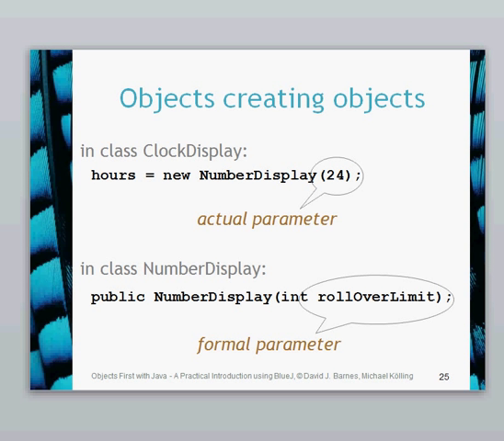The formal parameter includes the type and the name of the parameter being used. So in this case it's int rolloverLimit. So the actual parameter is just the number 24, and the formal parameter is the name of the parameter.